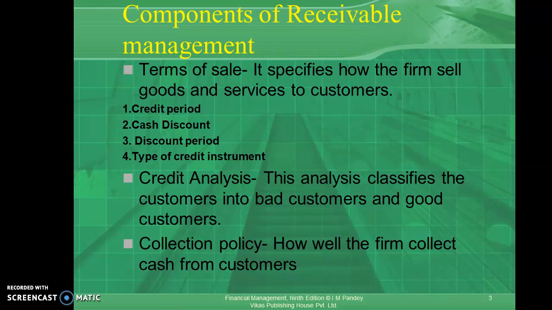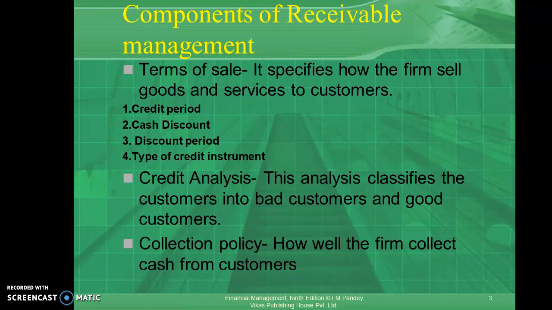And the second one is known as cash discount. If the customers make the payment very quickly, they must get a certain kind of discount from the company. That discount is known as cash discount. This discount exists for how many days? Say, for example, the customer makes the payment within 10 days and gets a discount. That period is known as the discount period. That should be mentioned in the terms of sale agreement. And what type of credit instrument is used for making the payment? Is it a check, DD or some other method of payment? It should be mentioned in the terms of sale agreement. So the terms of sale agreement contains these important things: credit period, cash discount, discount period and type of credit instrument.